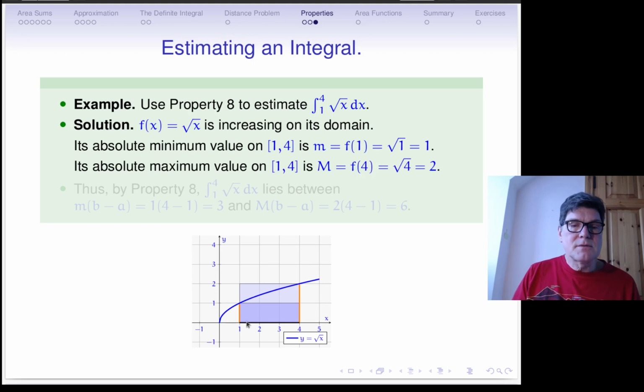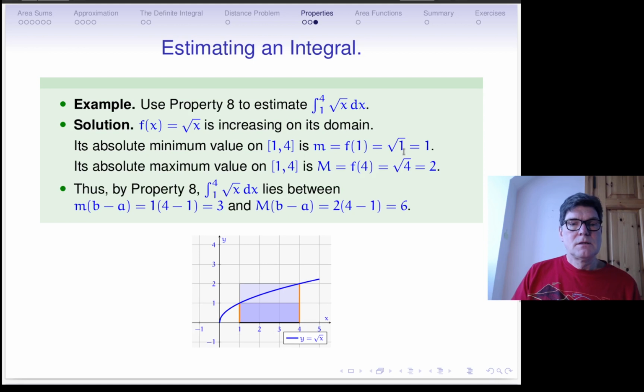So as in the diagram down here, the graph of the function between 1 and 4 is sandwiched between the constant 1 and the constant 2. And so the value of this integral must lie between little m times b minus a, which here is 1 times 4 minus 1, that is 3, and capital M times b minus a, which is 2 times 4 minus 1, which is 6. And this is using property 8 to give an estimate of the integral.